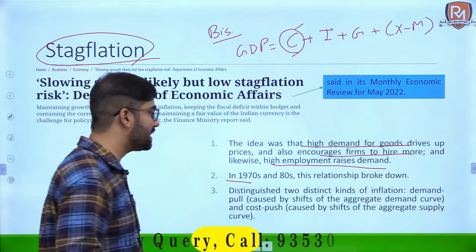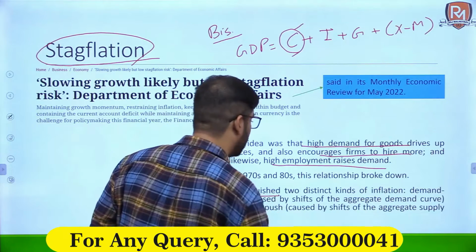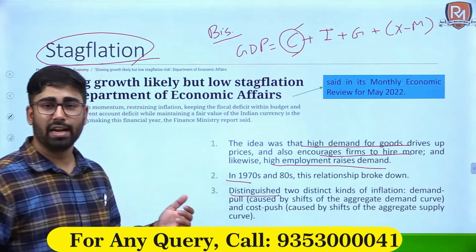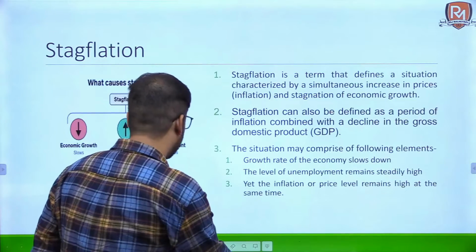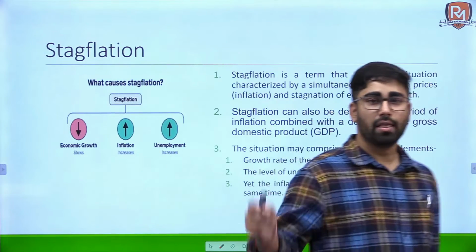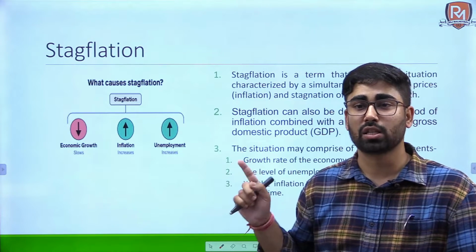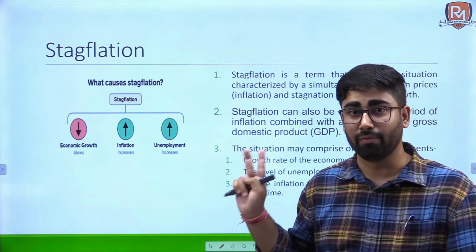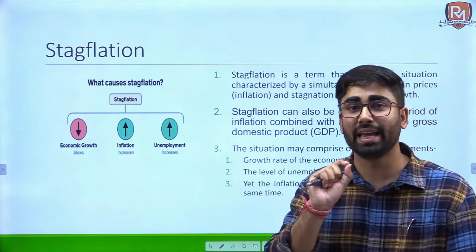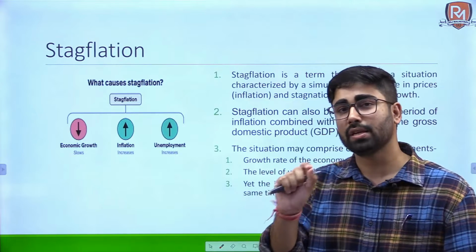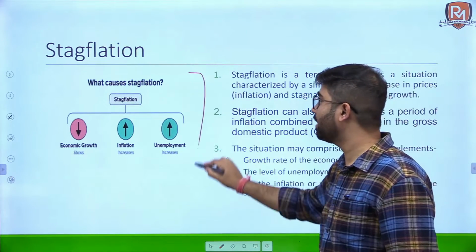And then in 1970s and 80s this relationship broke down. Two distinct kinds of inflation, we already discussed it, demand pull and cost push. Now let's see what are the characteristics of stagflation. The first is that there is economic slowdown. The second is that there is inflation, and third is that there is unemployment. These are the three characteristic features of stagflation.